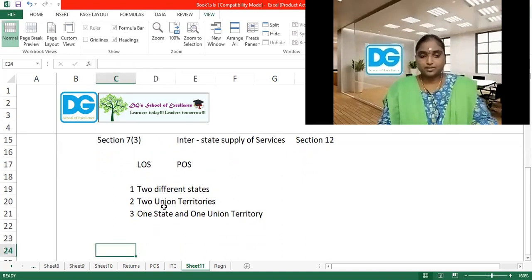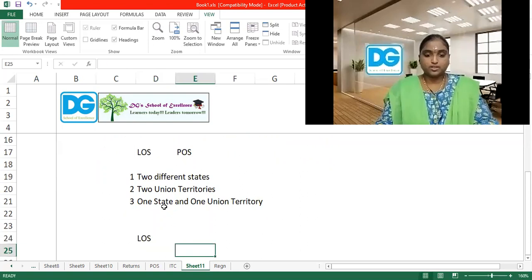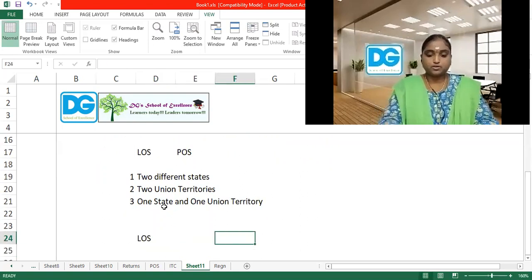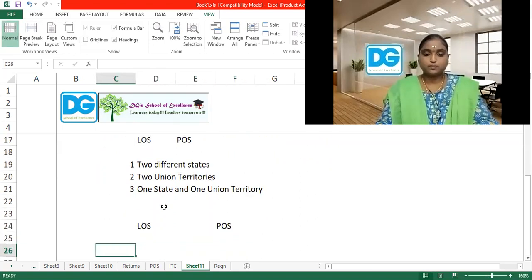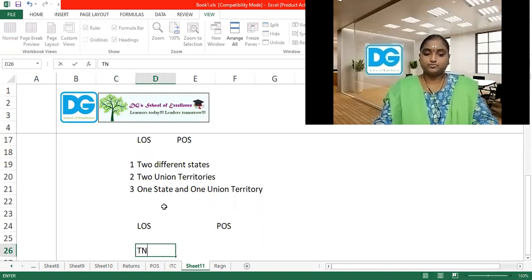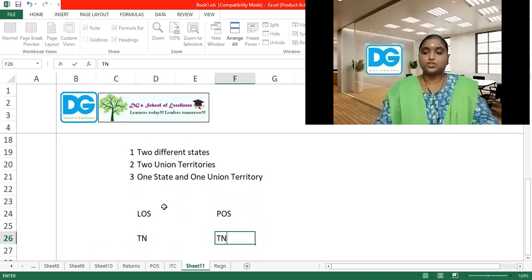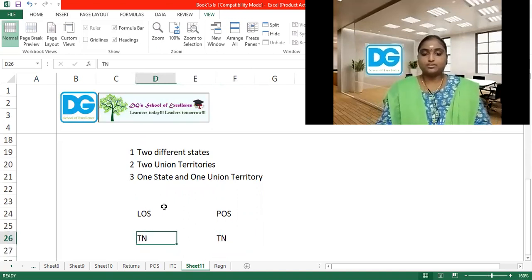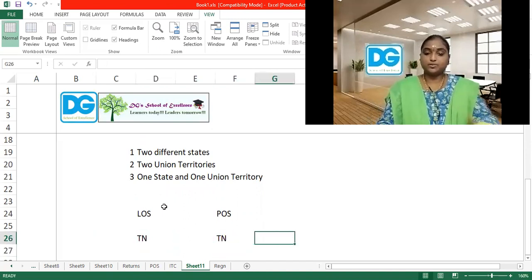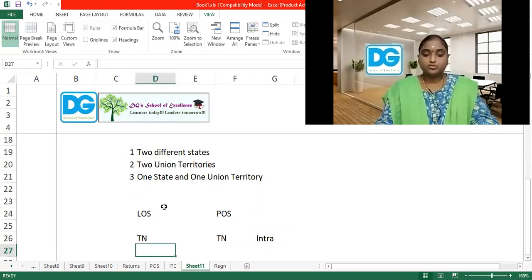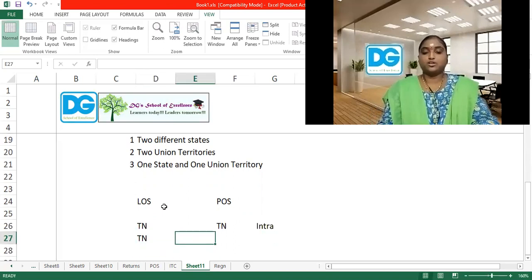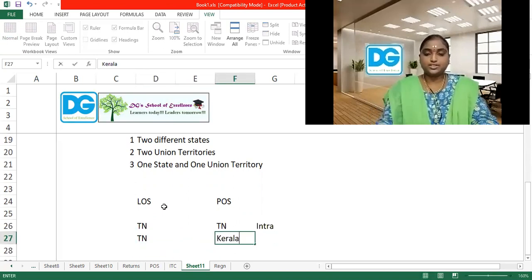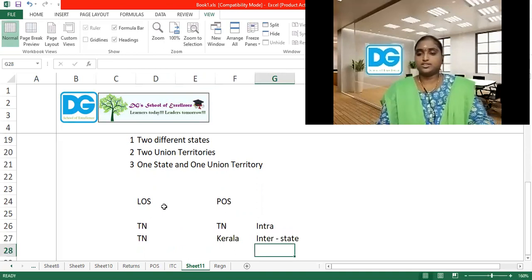Now we'll see an example. Say location of supplier is Tamil Nadu and place of supply is also Tamil Nadu. Then it is treated as intrastate because both are in the same state. Now suppose location of supplier is Tamil Nadu and place of supply is Kerala, then it is interstate because they are in two different states.